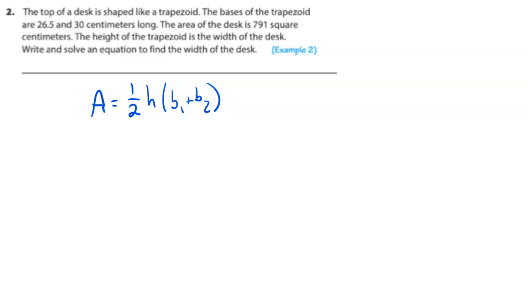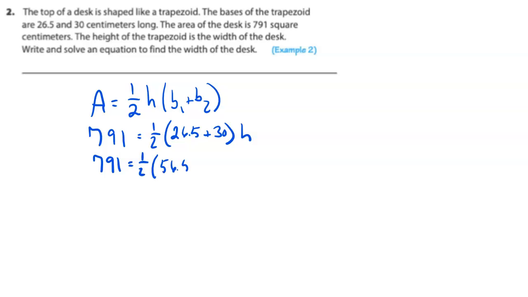Then we fill in the information that we know. Area is 791 square centimeters. We do not know the height, but we do know base 1, 26.5, plus base 2 is 30. We don't know the height. So let's start by adding our two bases. 26.5 plus 30 is 56.5. We'll do 1/2 times that 56.5. Half of 56.5 is 28.25 H, and then we divide by 28.25.